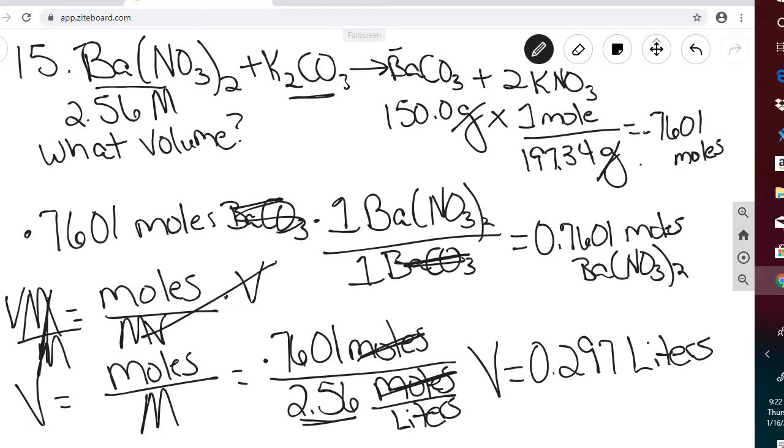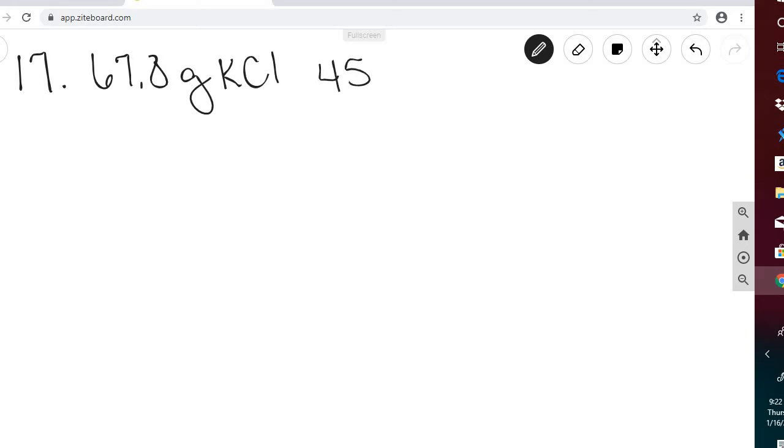Okay, that's it for number 15. The next one we will do will be number 17. So the other way, besides molarity, that we express concentration is molality. And number 17 says that we have 67.8 grams of KCl and 450 grams of water.